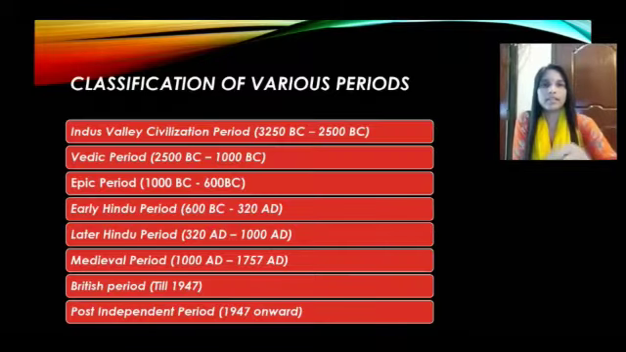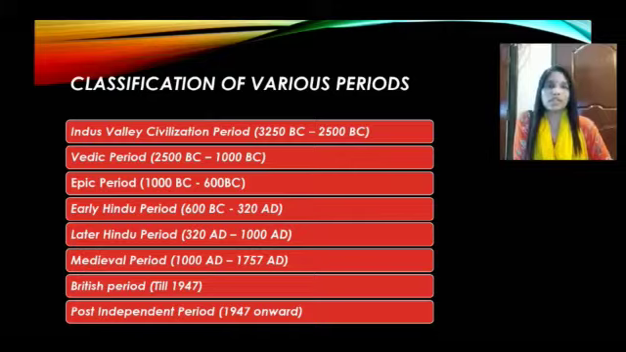In the next slide, we will learn about the phases of development of history in physical education. The history of physical education can be studied along with the classification of various periods of Indian political history, which is divided into the following periods.